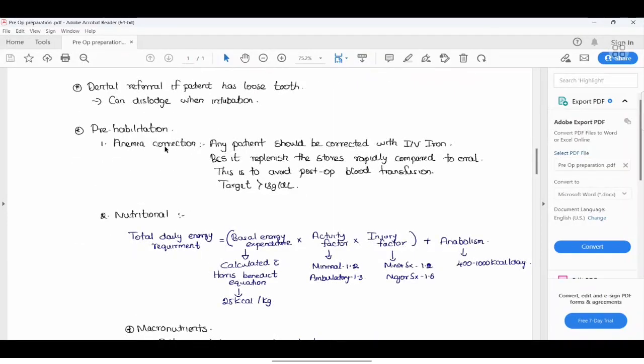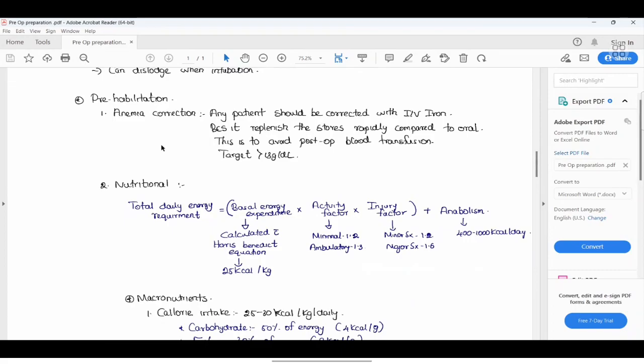Prehabilitation contains many areas. The most important area is anemia correction. As I mentioned, the ideal target is 13 gram per deciliter. But even if we can't achieve that, more than 10 gram per deciliter is practically enough. How are we going to do it? If we have a long period of time before the surgery, we can correct it with oral iron. But if we have a short period of time before surgery, we can go for correction with IV iron or blood transfusion. As we would have studied earlier, the same applies here for anemia correction.